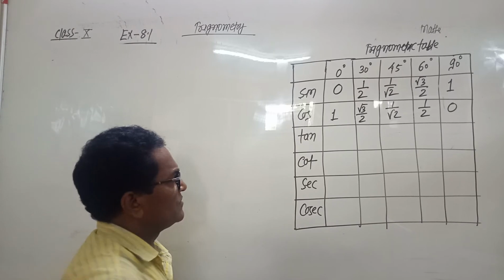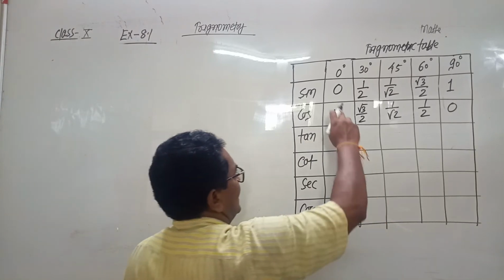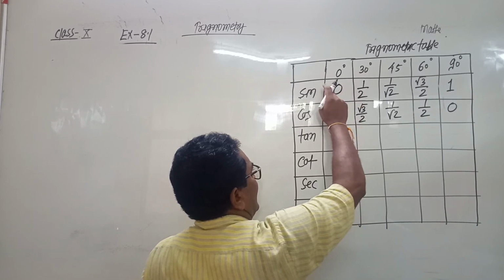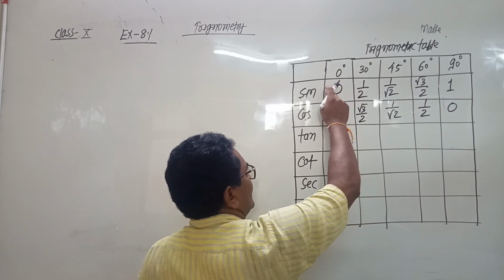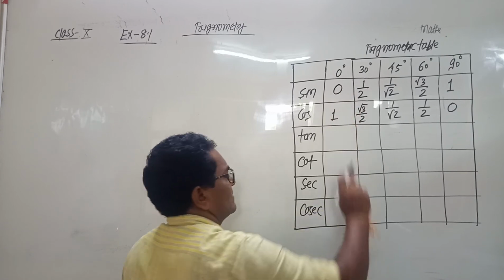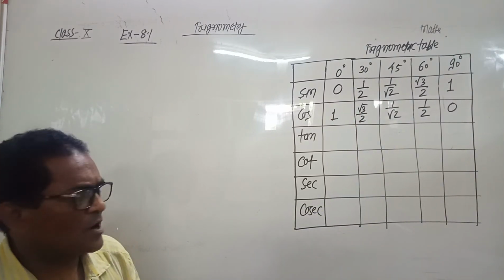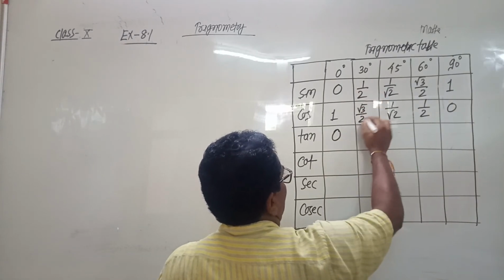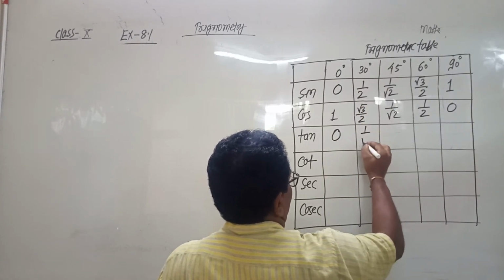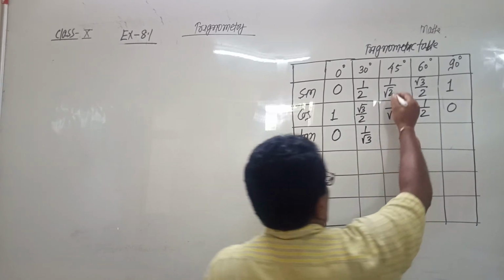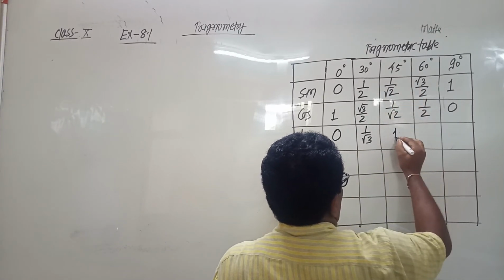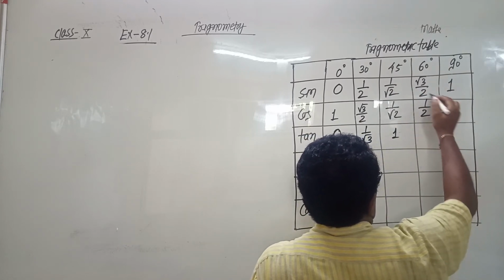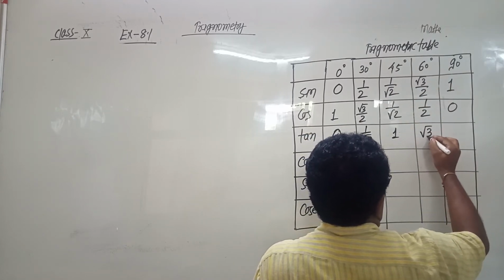To write the value of tan, we divide sine by cos. So 0 divided by 1 means 0 upon 1, 0. 1 by 2 upon root 3 by 2, 2 and 2 get cancelled and we get 1 by root 3. 1 by root 2 divided by 1 by root 2, we get 1. Root 3 by 2 divided by 1 by 2, 2 and 2 cancel and we get root 3.